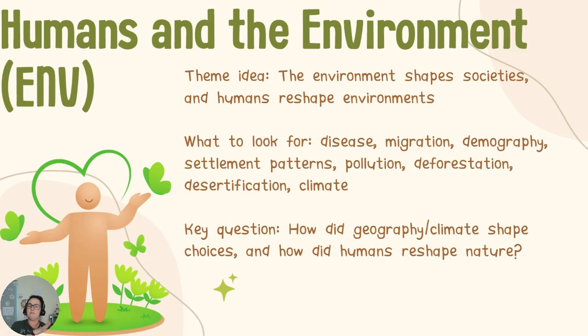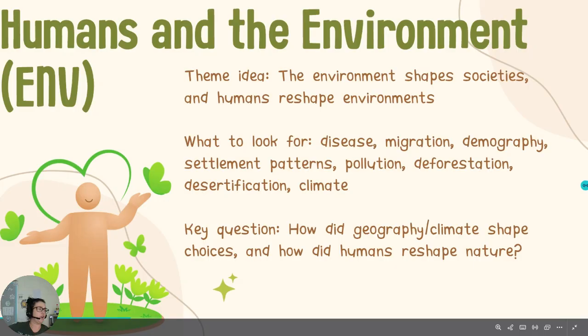Humans in the environment is the way that the environment shapes societies and how humans reshape the environment. So you're going to be looking for things like settlement patterns, pollution, deforestation, desertification, climates. A key question here is how did geography or climate shape choices and how did humans reshape nature?